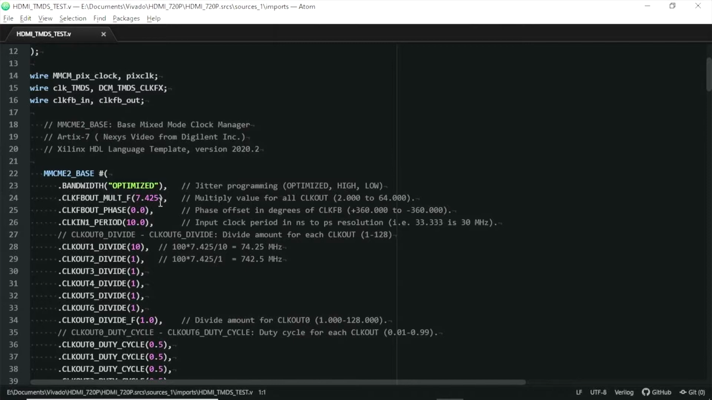And I changed that to 7.425, to match the pixel frequency I need for 720p. So that is remarkably different. It was, I think, five or six or some round number. And I put a decimal point in it and changed it. This is my clock's nanoseconds. 10 nanoseconds is 100 megahertz. And then here's the divider. So if you take 100 megahertz, you multiply it by 7.425, you get 742.5. And then you divide that by 10, you get the pixel frequency for 720p.